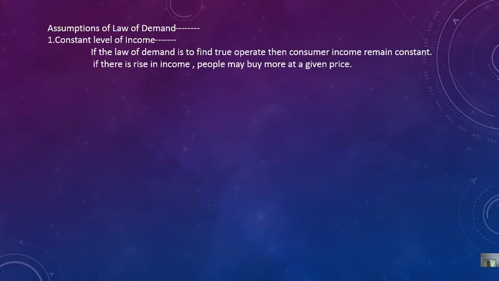So the level of income of the consumer must be constant to find out whether the statement of law of demand is true. If there is a rise in income, people may buy more at a given price. So the level of income must be constant during the practical application of the law; it is one of the assumptions.